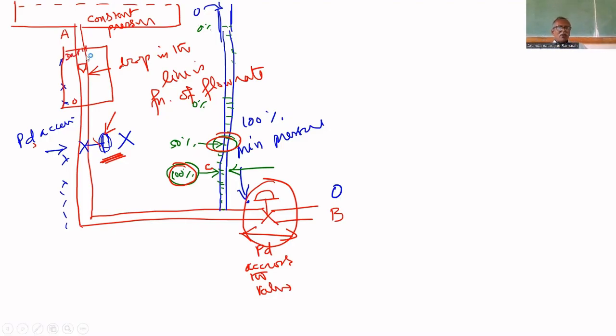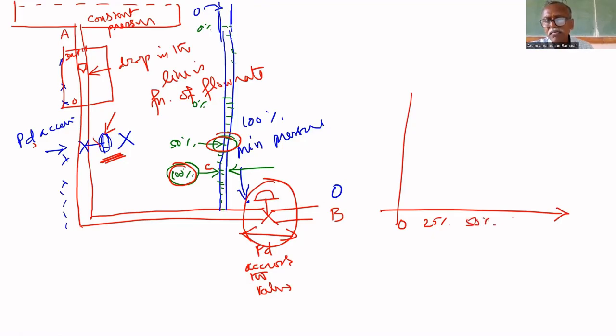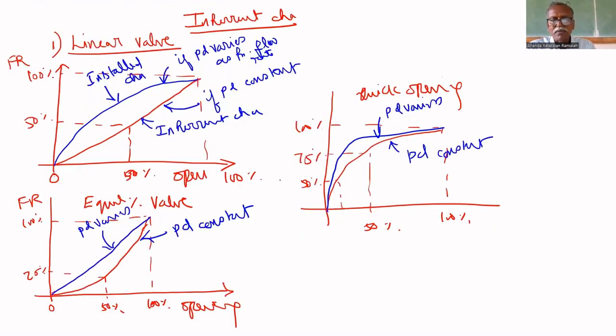Here you can notice the rotameter flow rate. If you draw that characteristics, you make the opening 0%, 25%, 50%, 75%, and 100%. Or you can do 0%, 20%, 40%, 60%, 80%, and 100%. This can be easily done because of the stem.